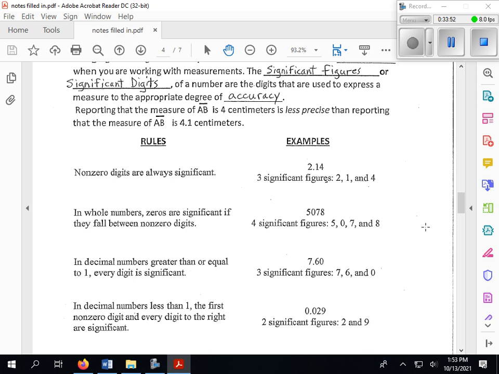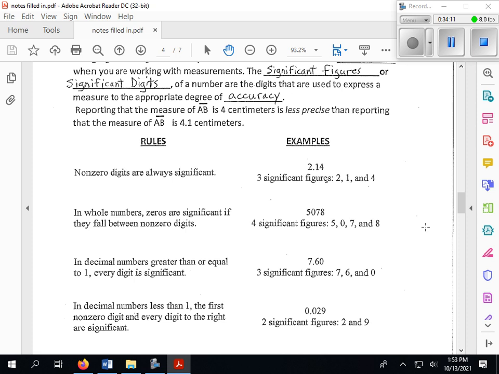In decimal numbers greater than or equal to 1, so when you have a number in front of the decimal, every digit is significant. So if I look at 7.60, there's 3 significant digits there. All 3 of those count as significant.